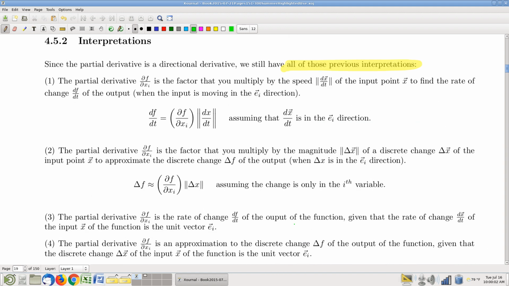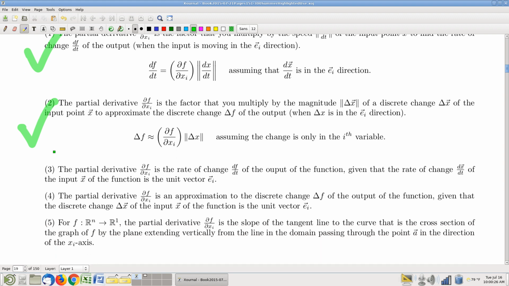Alrighty. Very quickly, let me talk about the interpretations of the partial derivative. Again, most important thing, the partial derivative is a directional derivative. So you treat it just like a directional derivative because it is a directional derivative. It is also, of course, a special case of the unit directional derivative. So treat it just like a unit directional derivative. And remember, unit directional derivatives have this additional interpretation as being the slope of the tangent line to the curve that's the cross-section of the graph of the function. Lots of little asterisks on this last interpretation there.